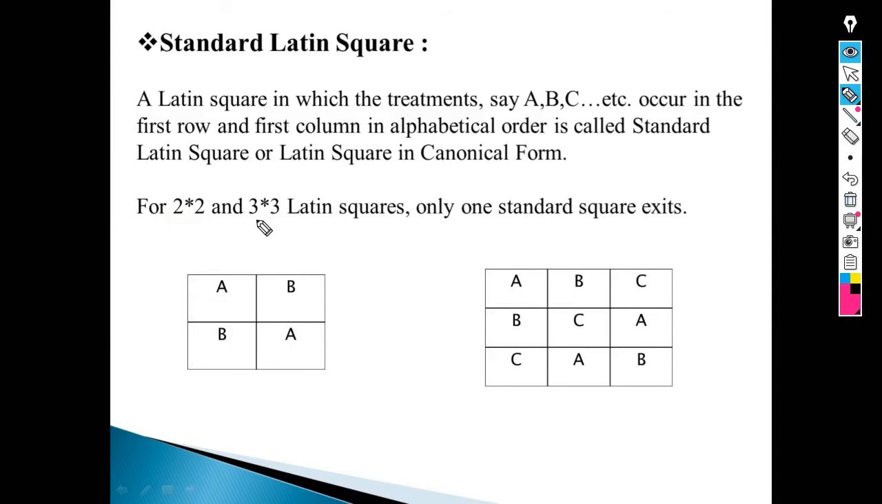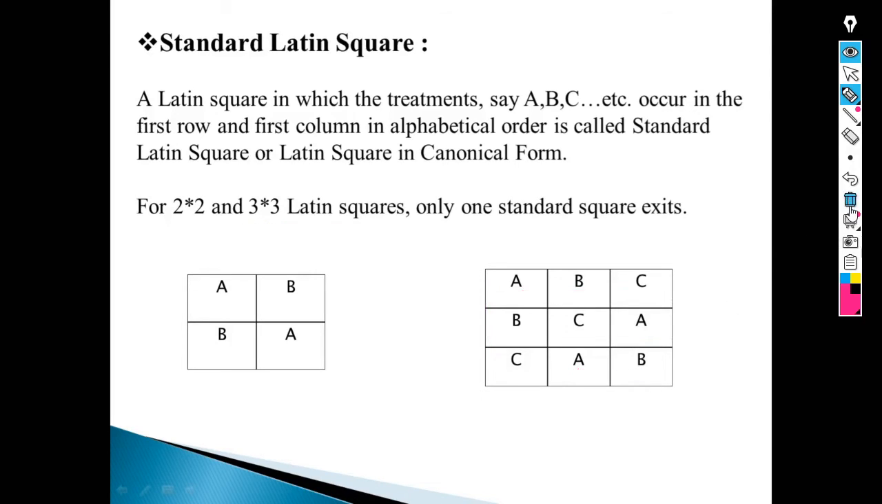Similarly, for a 3 cross 3 Latin square, it means if we want to compare 3 treatments, then how do we get the standard Latin square? We assign our 3 treatments into the first row of the design alphabetically, and into the first column of the design we assign our treatments alphabetically, that is A, B, C. Here also A, B and C. For the remaining plots we assign our treatments randomly. So here we assign C, A and B.